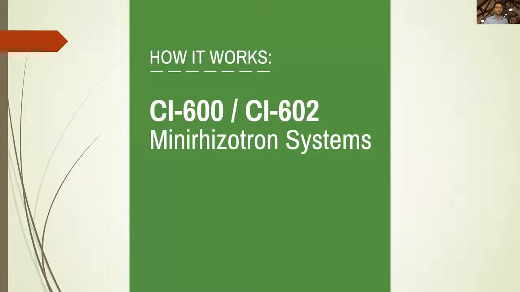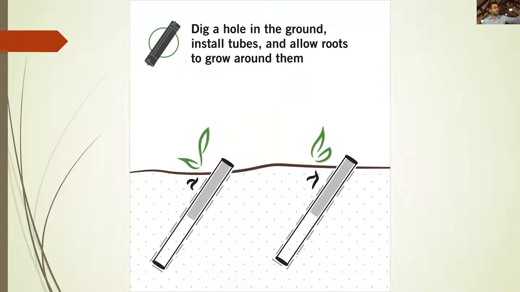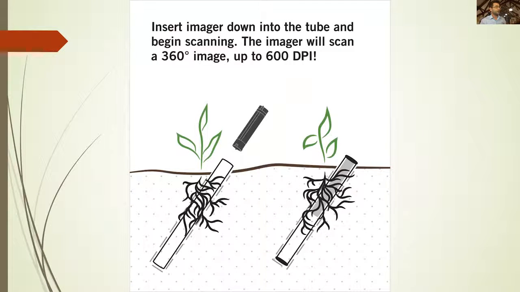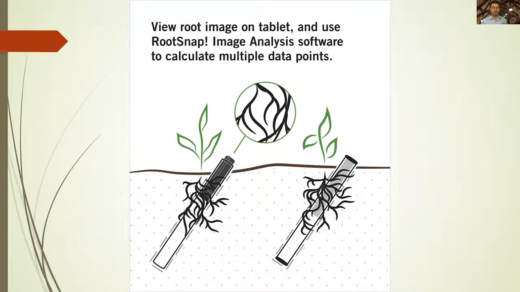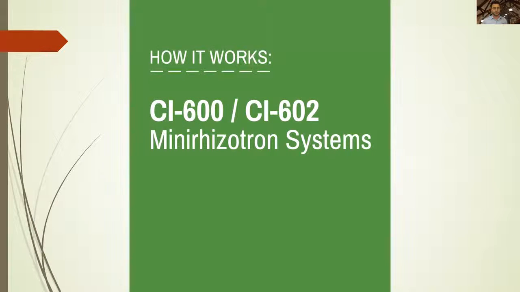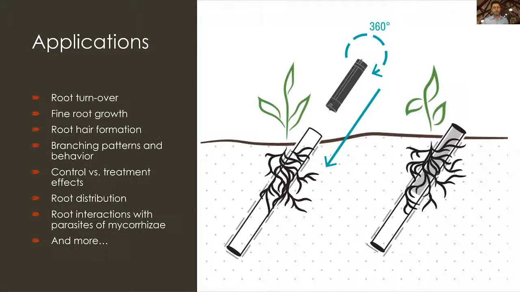Now I'm just going to go over a little bit of how the systems work. You have the tube in the ground: you just dig a hole, install the tubes, and allow the roots to grow around them. Once that has happened, you can insert the imager into the tube and begin scanning. The imager will go around 360 degrees for a full scan, and you can change the depths with it. Doing that, you're able to get a much larger picture of the root system you're looking at. Now this is just going to keep replaying, so I'm going to go to the next.